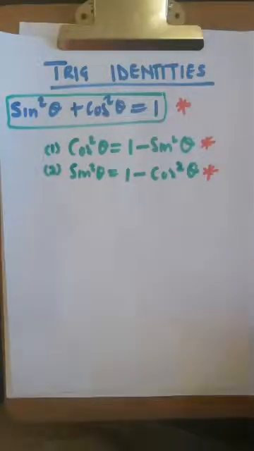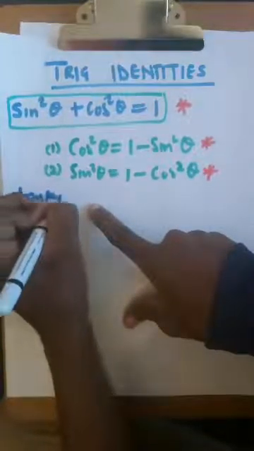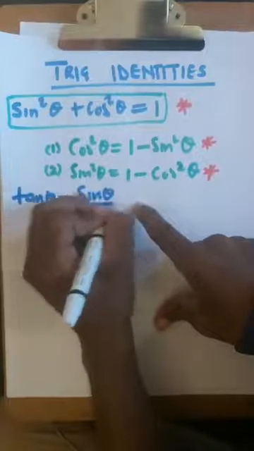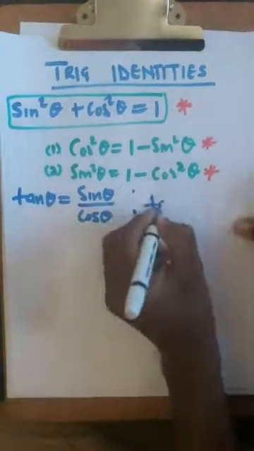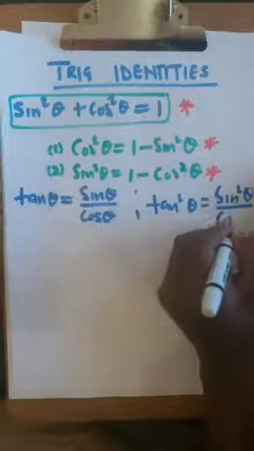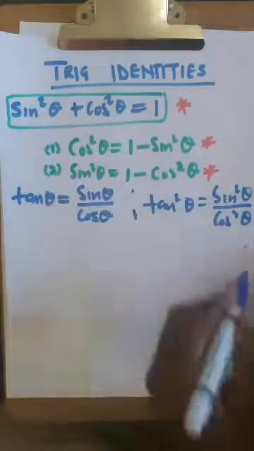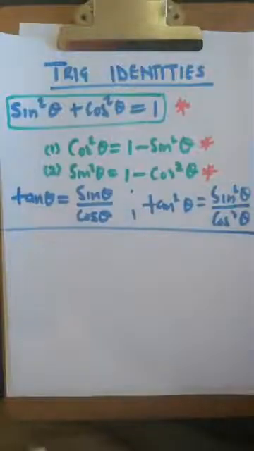Then the last thing that is very important is that tan of theta is basically sine theta over cos theta. It also applies when we have tan squared theta is equal to sine squared theta over cos squared theta. Before you can answer questions on trig identities, you must know these things first. You must know them by heart, by head, by mind, by everything.